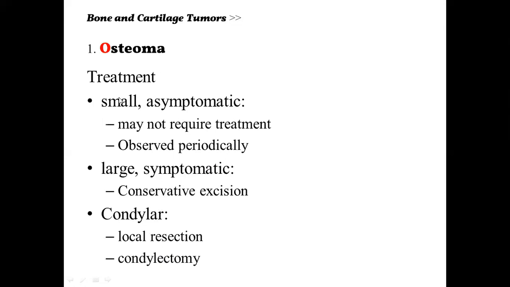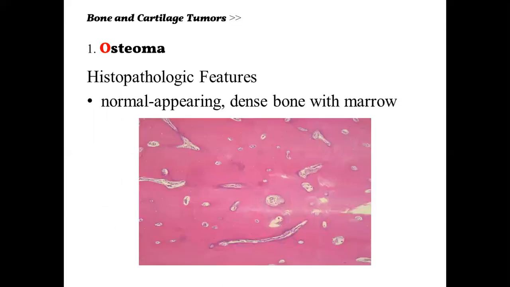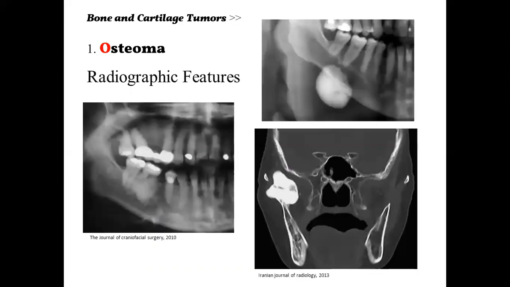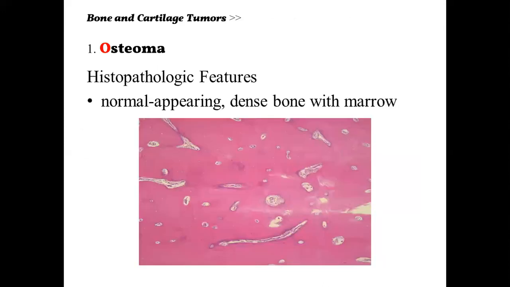So if it's small, hindi na kailangan. Pag large, conservative excision. Or if it's on the condyle process, local resection. So that is osteoma. Normal lang yung sa pathologic features niya. Okay. So para siyang torus, pero sa ibang lugar siya nag-appear. Okay.